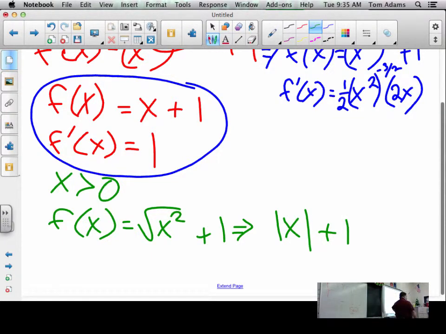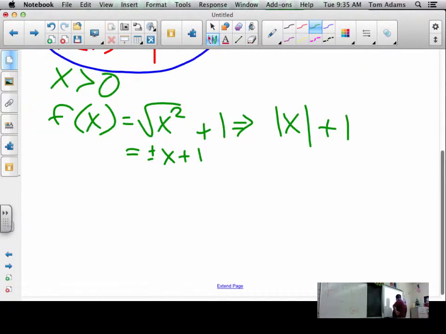Does that make sense? Or another way that we could think of it is as plus or minus the square root of x squared, which would be plus or minus x plus 1. Because technically when we take the square root of something, there's the potential of it being a positive or a negative solution. Now, by the way, this is the same as this.